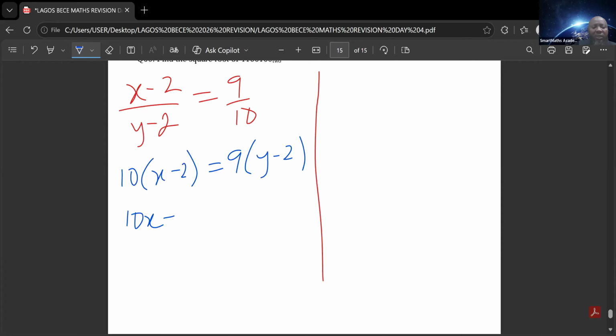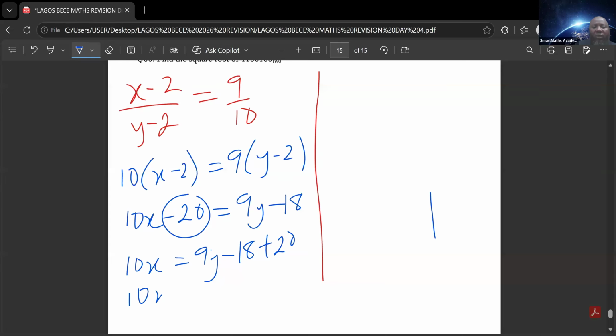All right, so that means 10x equals 9y. We are taking this minus 20 to the other side: 9y − 18 + 20. So this will give us 10x equals 9y + 2. We divide both sides by 10. So this is equation 3 now.